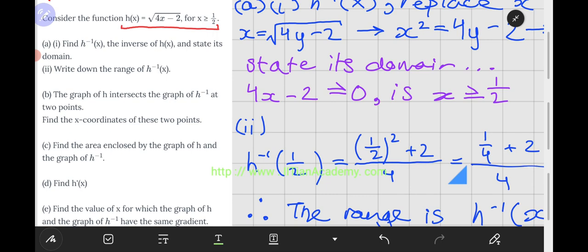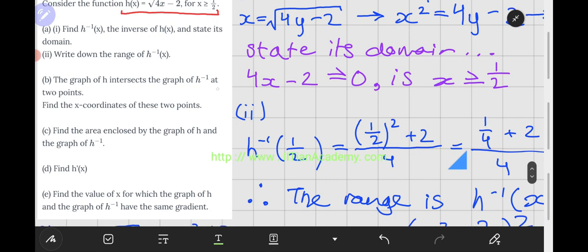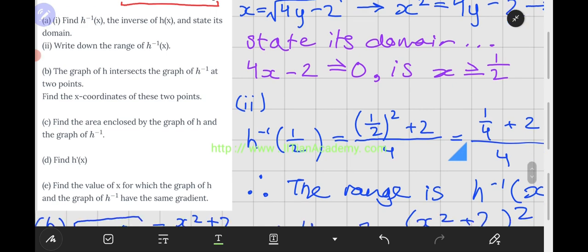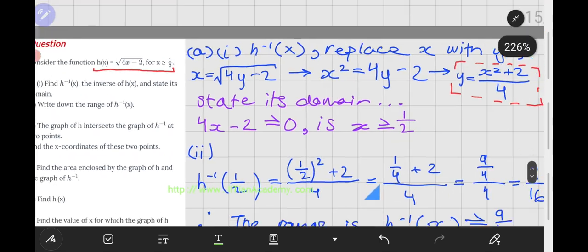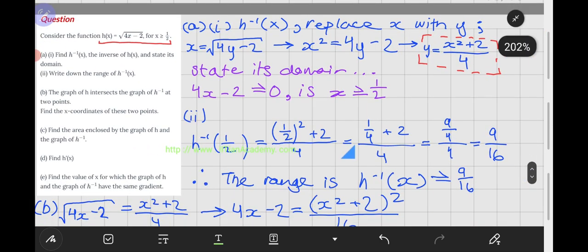Then for question B, we're asked to find where h intersects with its inverse function. What are the 2 points, the x-coordinates, the roots for this? Then for C, we're asked to find the area enclosed by h and h inverse. And then for D, we're asked to find the derivative of h. And then lastly, we're asked to find the value of x at which the graph and the inverse have the same gradient.